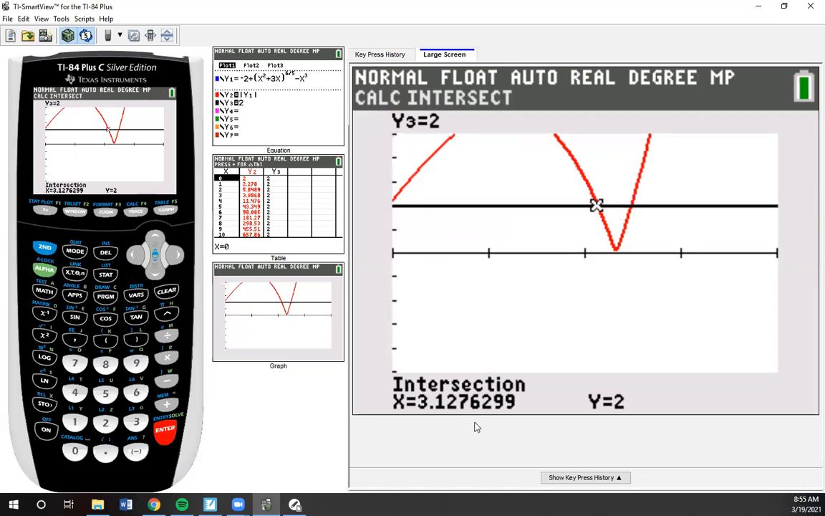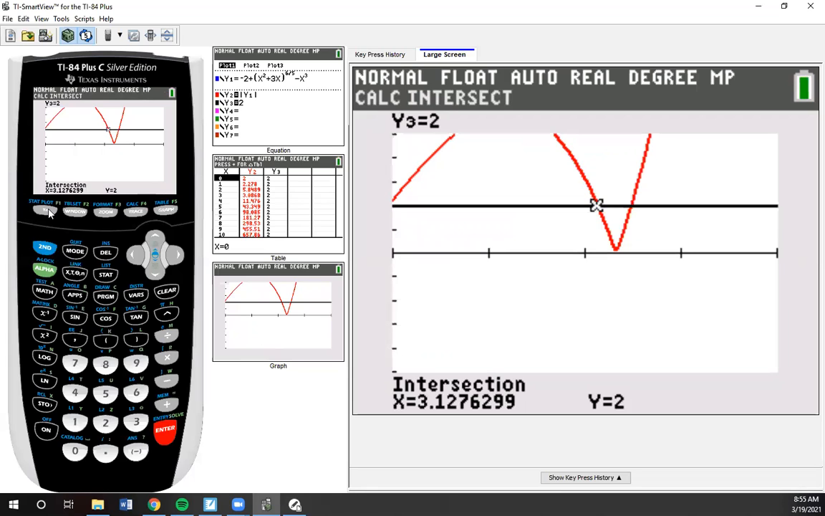Then we can do the same thing for the other point. And I'll show where the other point is in just a second. But people asked about some of the other parts. Remember, for part B, you're going to need the integral. So you're going to go math 9 for fnInt, and then put in the thing that you want. And then in part D, you're going to want the derivative. So you're going to need math 8 for nDeriv, and you're going to want that derivative at 4.